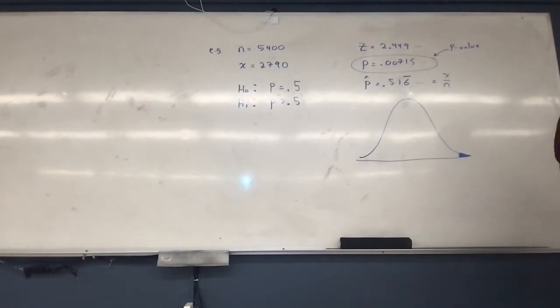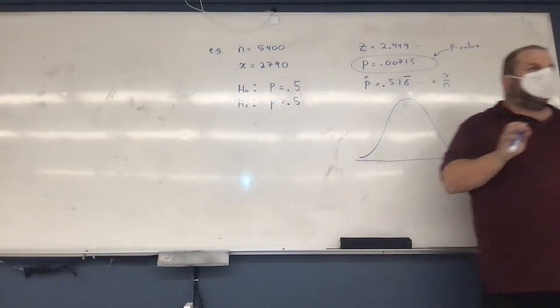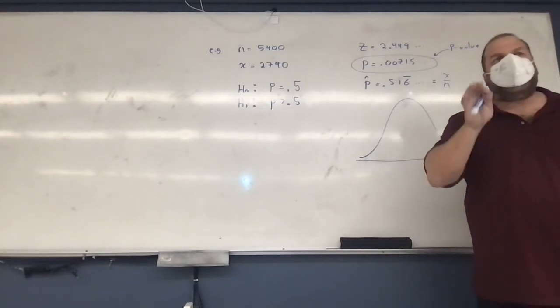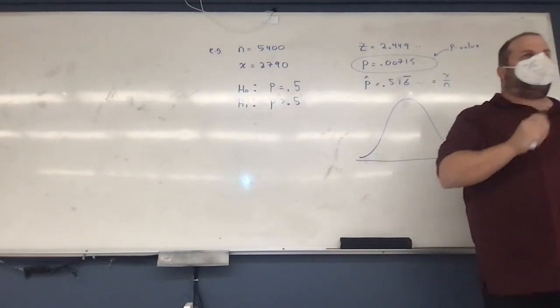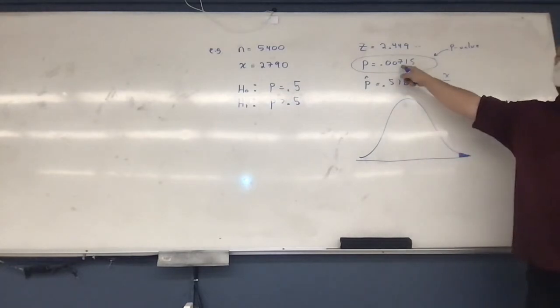Here's what the p-value means. Essentially, if the null hypothesis were really true, this is how likely you are of getting the result that you got. What percent is this?